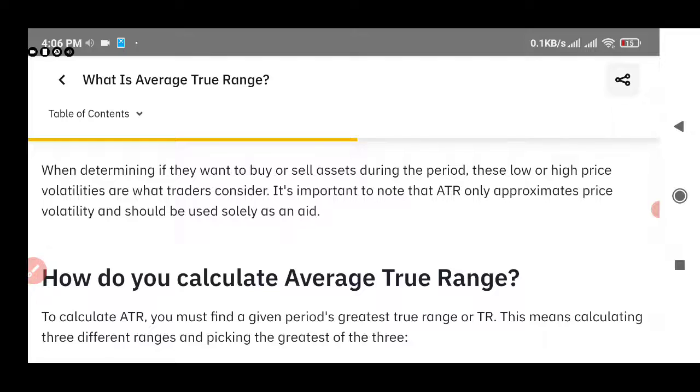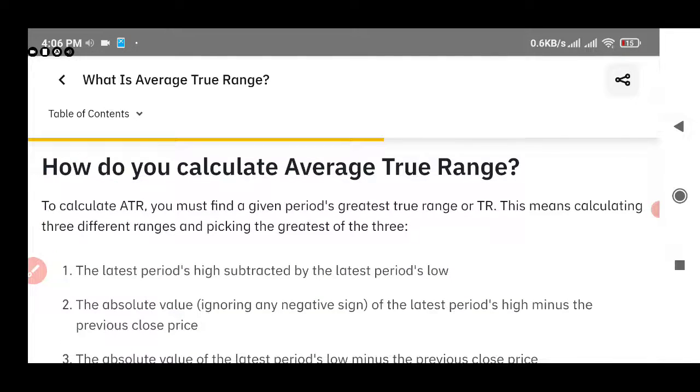When determining if they want to buy or sell assets during the period, these low or high price volatilities are what traders consider. It's important to note that ATR only approximates price volatility and should be used solely as an aid. How do you calculate average true range?